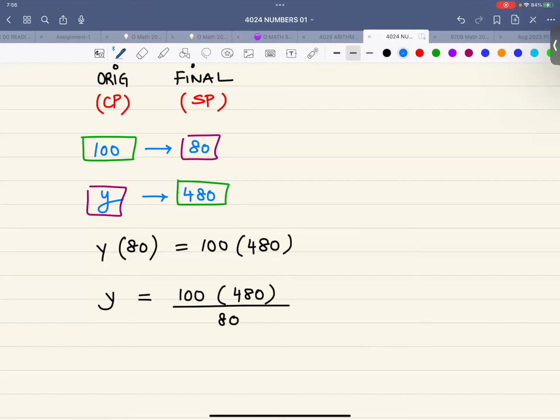Let's do the simplification. The zeros get cancelled out. And then we have 8 ones are 8, 8 sixes are 48. So this is 6 into 100. Therefore, Y comes out to be $600. That is the answer for this particular part.